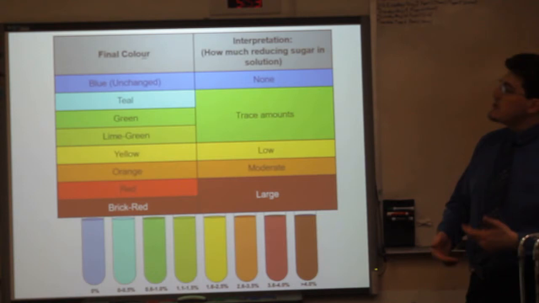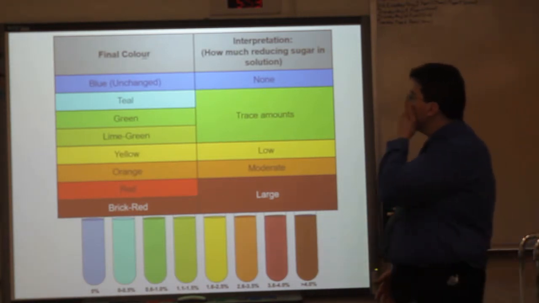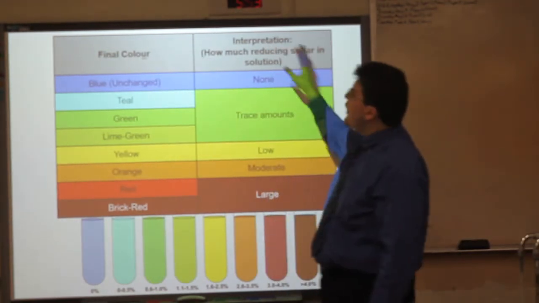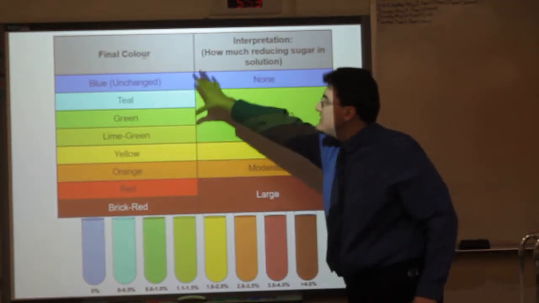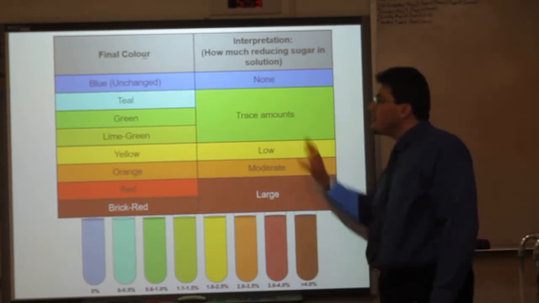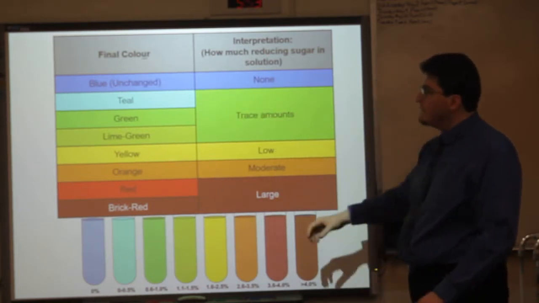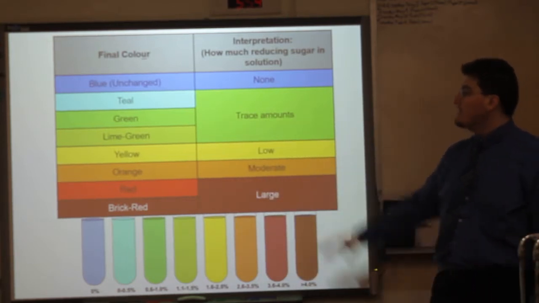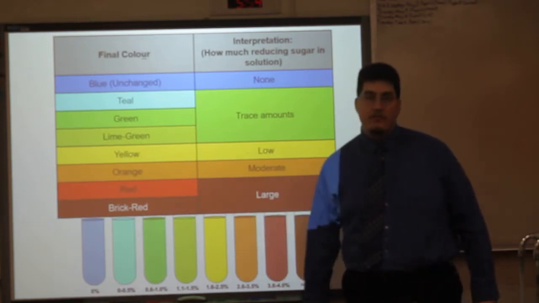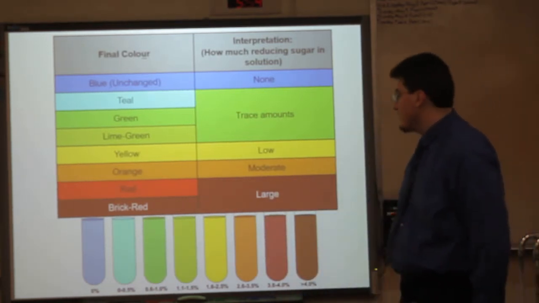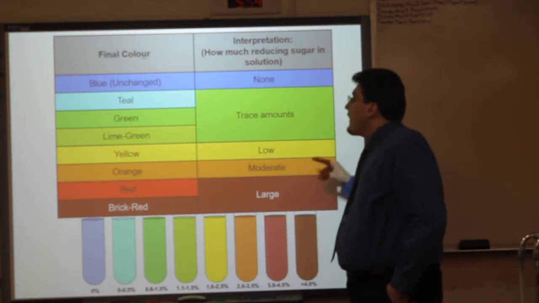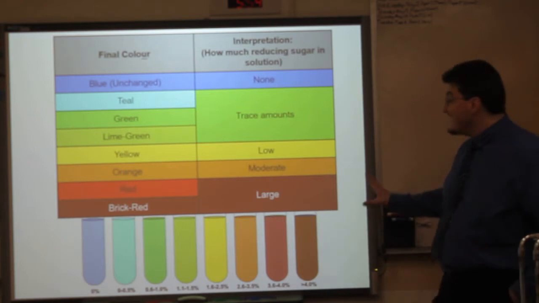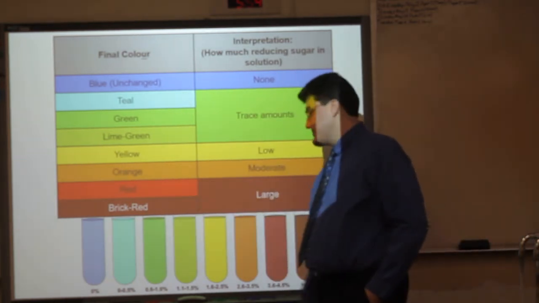There is a color change pattern here. From blue unchanged, you'll have no reducing sugars. In your early stages, you'll have trace amounts of reducing sugars when it turns just sort of green. Yellow to orange: yellow will be low, orange will be moderate, red or brick red will be large quantities of reducing sugars. All right? Anything greater than 4% should be a large quantity of reducing sugar. Less than that, and you will start to see different colors.